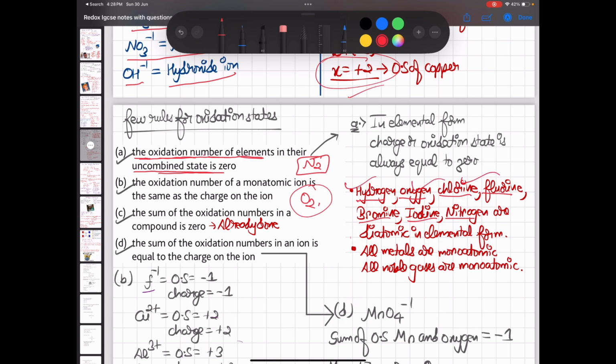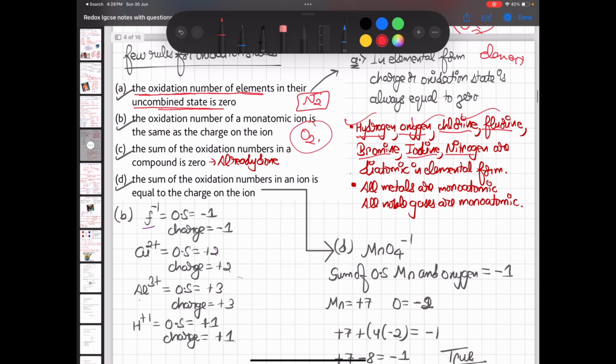Hydrogen, oxygen, chlorine, bromine, these are diatomic. Then all the metals are monoatomic. So if you see something written like Fe only, it should be clear to you that this is a metal and this is present in elemental form. So the oxidation state will be 0.